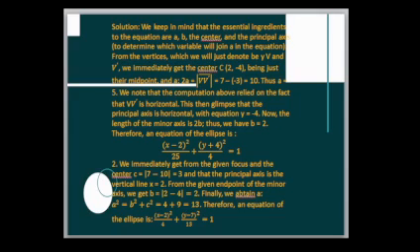Finally, we obtain a. We have a squared is equal to b squared plus c squared. So our b squared is 4, and our c squared is 9, because our b is 2, so 2 squared is 4, and our c is 3, so 3 squared is 9. So 4 plus 9 is 13. Therefore, an equation of the ellipse is, second case, x minus 2 squared all over 4 plus y minus 7 squared all over 13 equals 1.